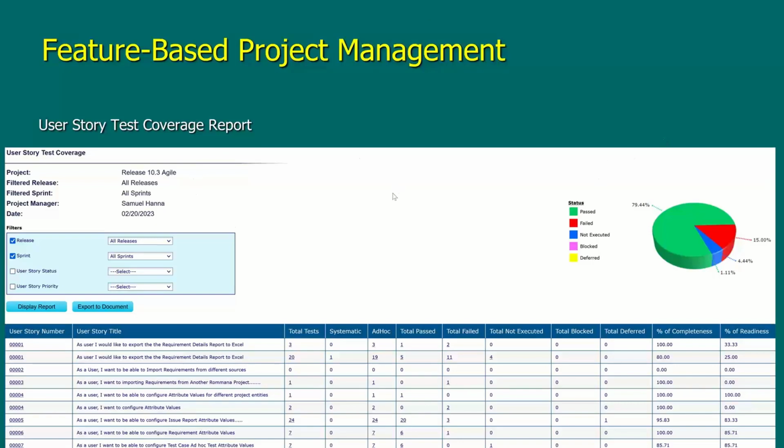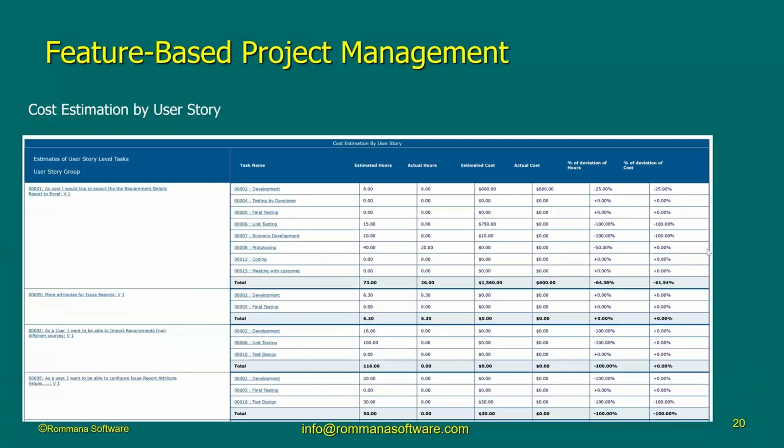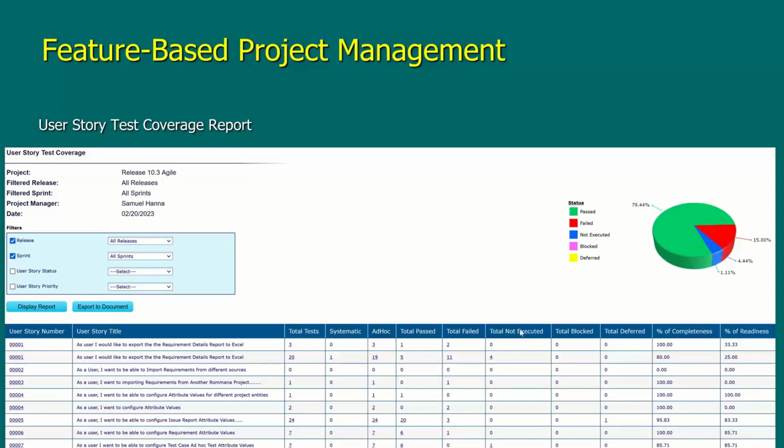And of course, everything in the Rommana reports is links. So if you were to click anywhere here, if you click on this red slice of the pie, it will show you those test cases that failed. If you click on the blue slice, it'll show you the ones that have not been executed yet, because someone would like to know why those test cases, about 4.44% of the test cases, have not been executed yet. You can click on that and you can see them. In fact, you can see the same detailed data here.